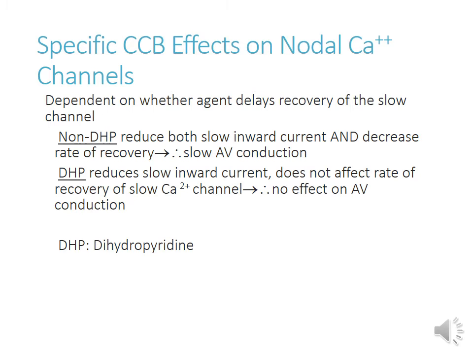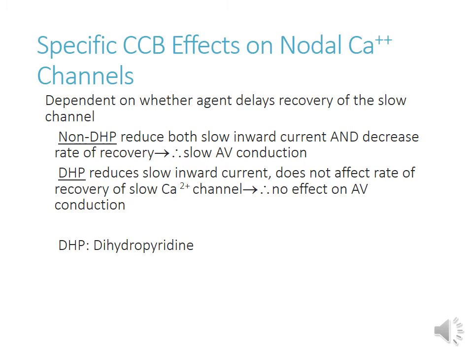So non-dihydropyridines, those are going to be more working on slowing both the inward current and the decreased rate of recovery. Thus, you're going to end up seeing slowed AV conduction. So your non-dihydropyridines are going to have more effect on the SA node and the AV node to help slow conduction. And thus, what do you expect that would do to your heart rate? Should go down, right? So decreasing that automaticity and decreasing that conduction. So the non-dihydropyridines have much more effect on nodal tissue.